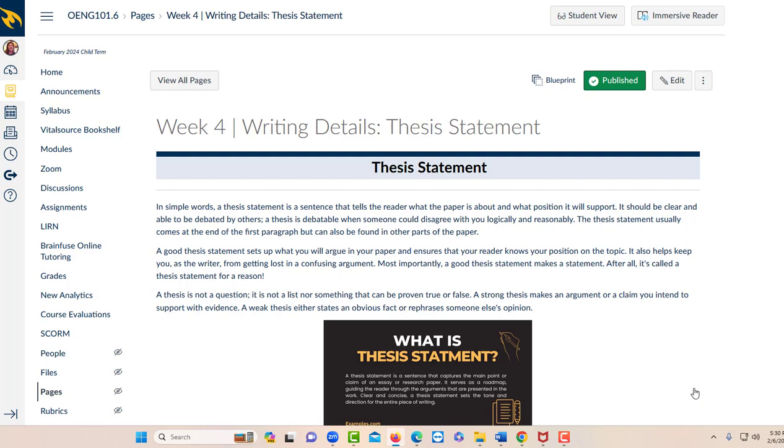The thesis statement usually comes at the end of the first paragraph, but can also be found in other parts of the paper. A good thesis statement sets up what you will argue in your paper and ensures that your reader knows your position on the topic. It also helps keep you, as the writer, from getting lost in a confusing argument. Most importantly, a good thesis statement makes a statement. After all, it's called a thesis statement for a reason.